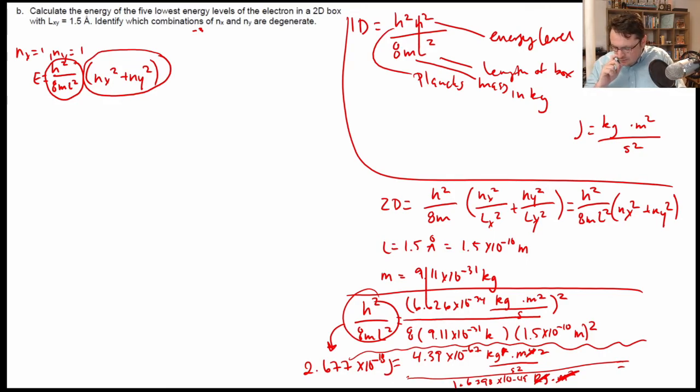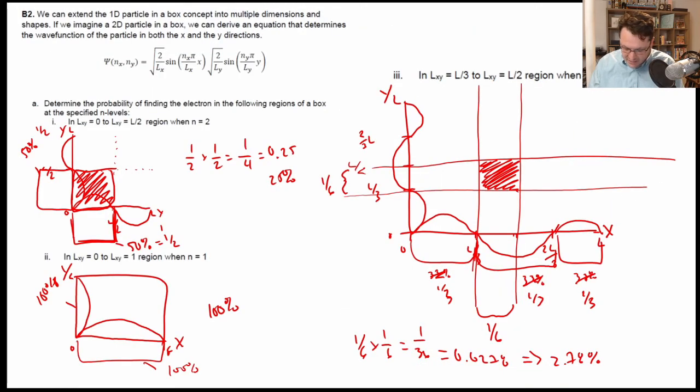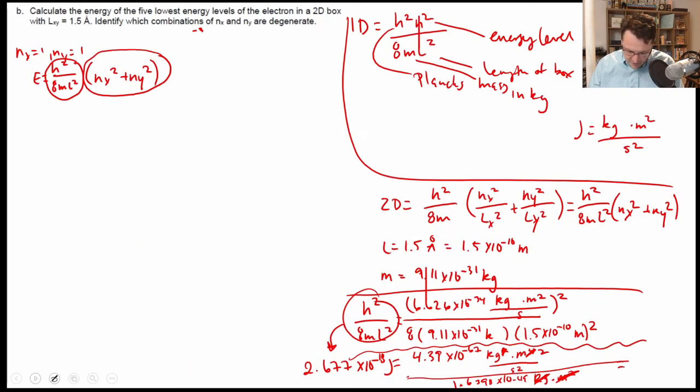But anyways, what I can do here is go back to that equation that we have up here and just plug that value in. So we have 2.677 times 10 to the negative 18 joules.